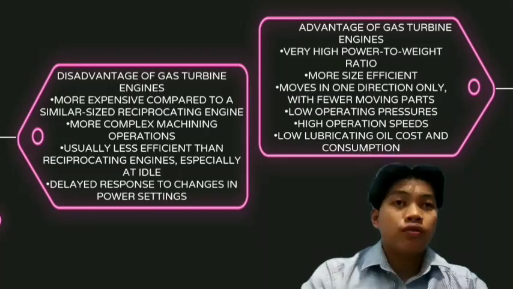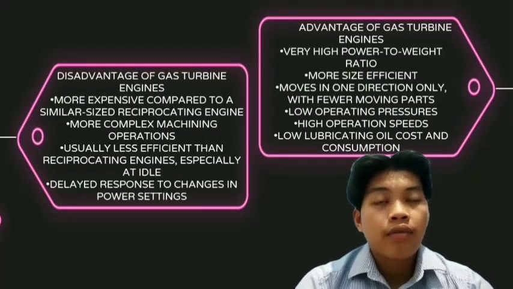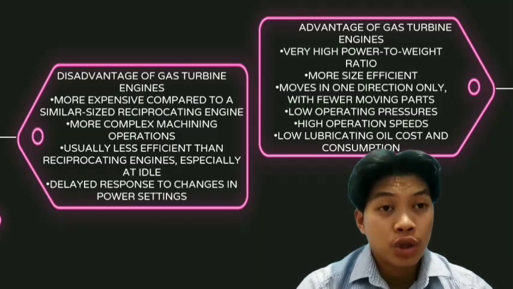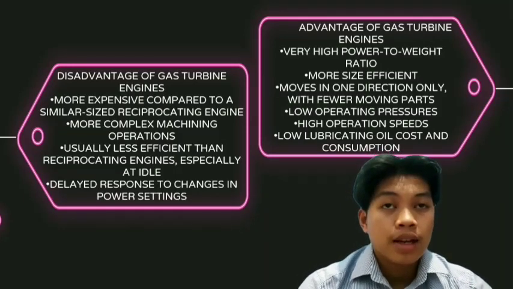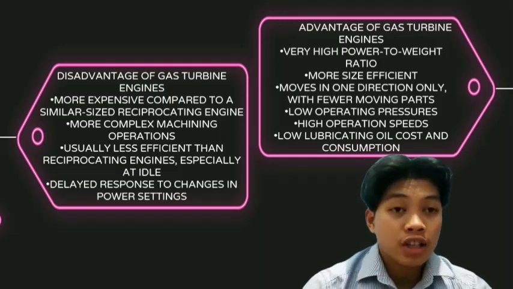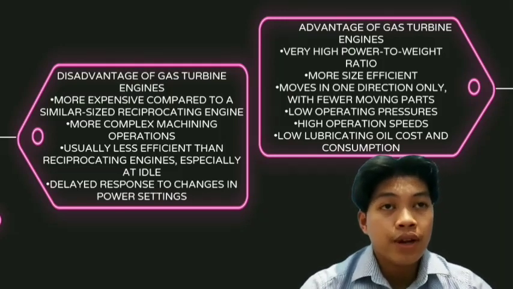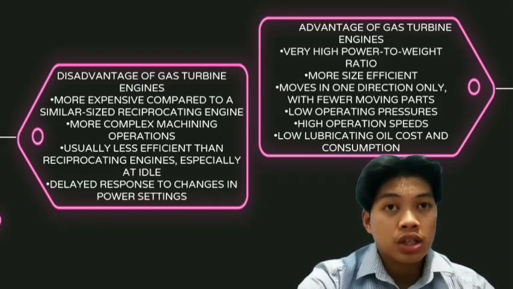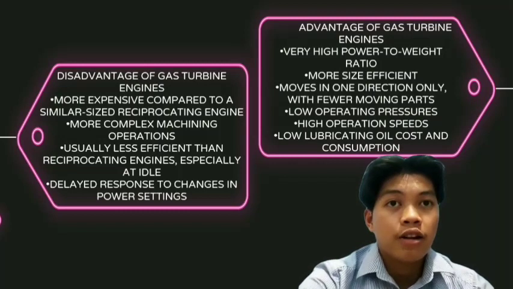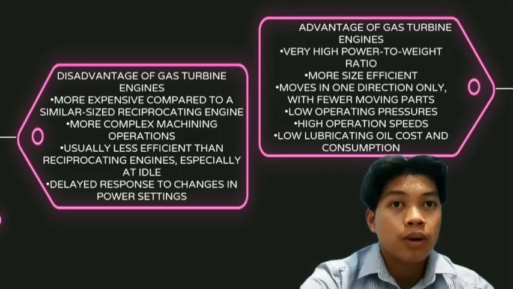Today I want to explain the advantages and disadvantages of gas turbine engines. The advantages of gas turbine engines are a very high power to weight ratio. Besides that, more size efficient. Other than that, they move in one direction only with fewer moving parts. Besides, low operating pressures, high operation speeds, and low lubricating oil cost and consumption.